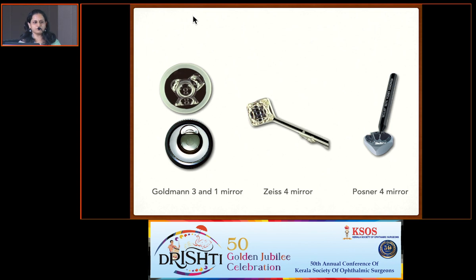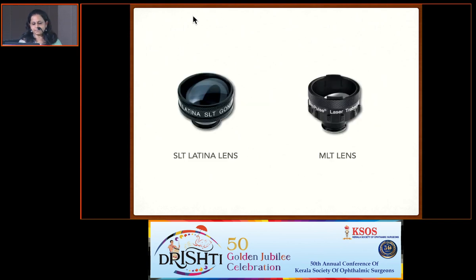So you have the Goldmann 3-mirror, which is a non-indentation type, and the Zeiss and Posner mirrors, which are the indentation types. But when you're taking a photo or video, it's always better to have the non-indentation one, for which you use the coupling gel. It will have more stability, so the videos will have good clarity. And if you have a trabeculoplasty lens, like an SLT or MLT lens, these give a little more clarity.